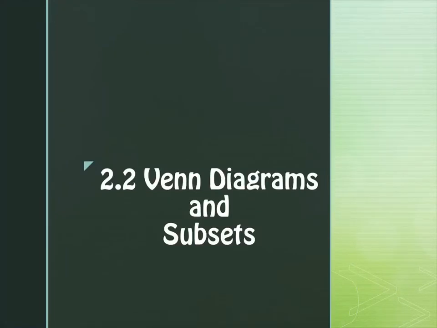All right, today we're going to take a look at section 2.2. We're going to be taking a look at diagrams that are called Venn diagrams and subsets. These are diagrams you may have seen before. They are often taught in elementary school. It's where you first see them.